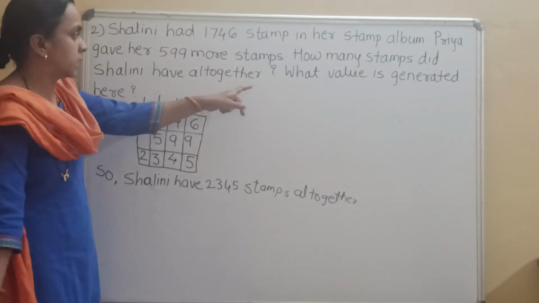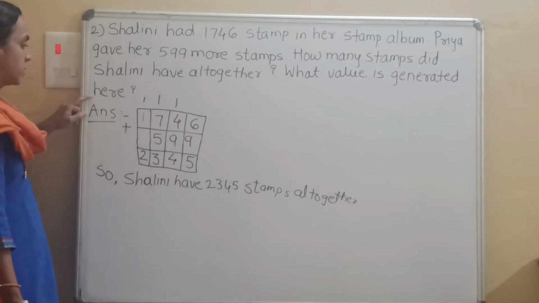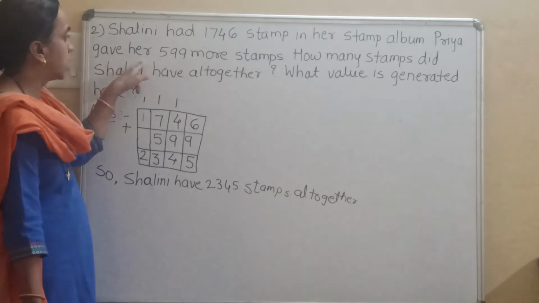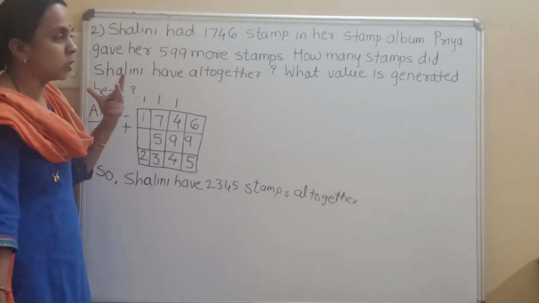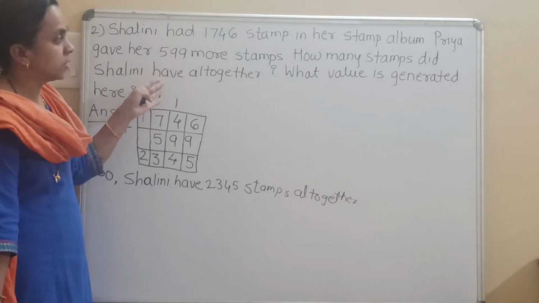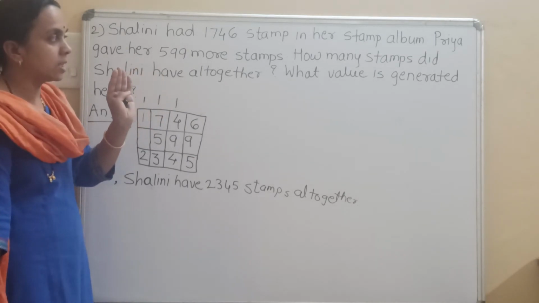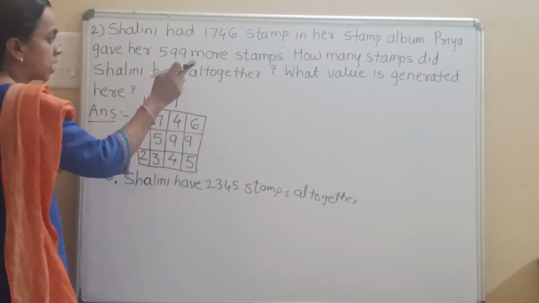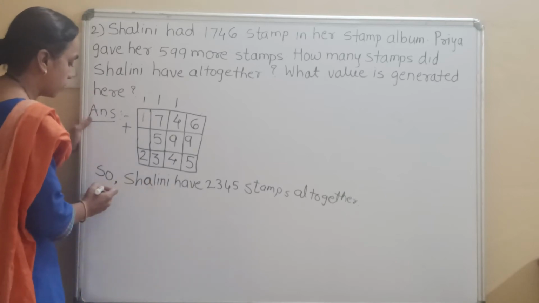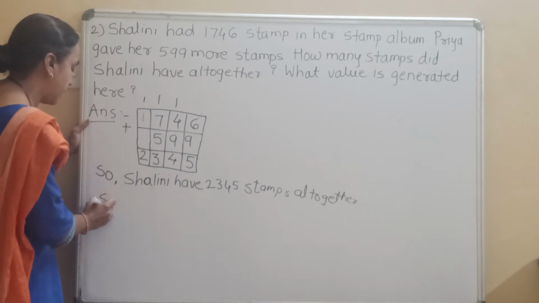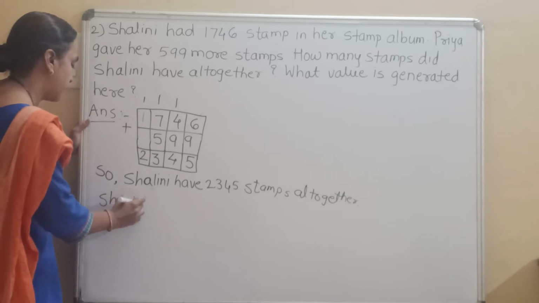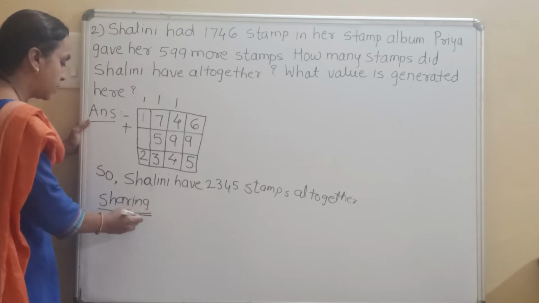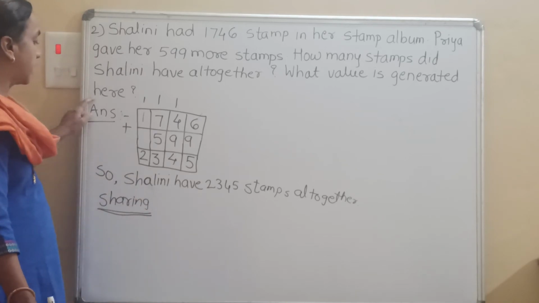Then what is given in the question? What value is generated here? So Priya gave her 599 more stamps. Priya also wants to share her stamps with Shalini. So what value is generated here? So you can write here sharing. Underline this: sharing value is generated here.